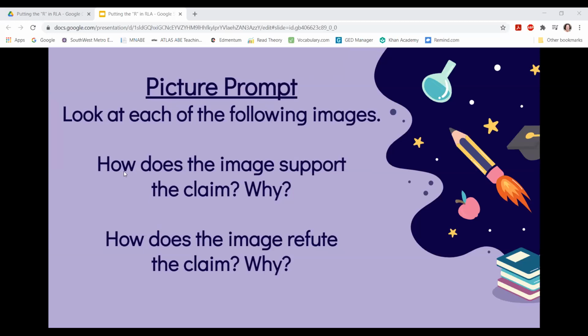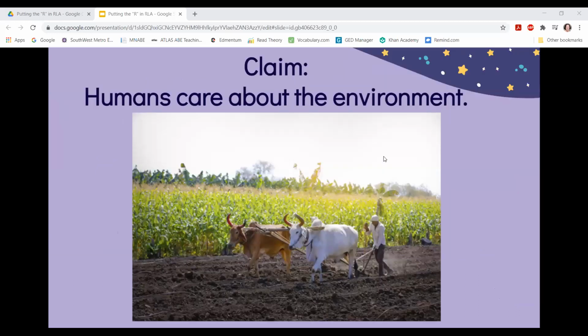You could put it in chat. My first question is, how does the image support the claim? So the claim is that humans care about the environment. I'll give you a moment to think, to write at home, or to share in chat, whatever you prefer, or all three. What details in that photograph support the claim that humans care about the environment?